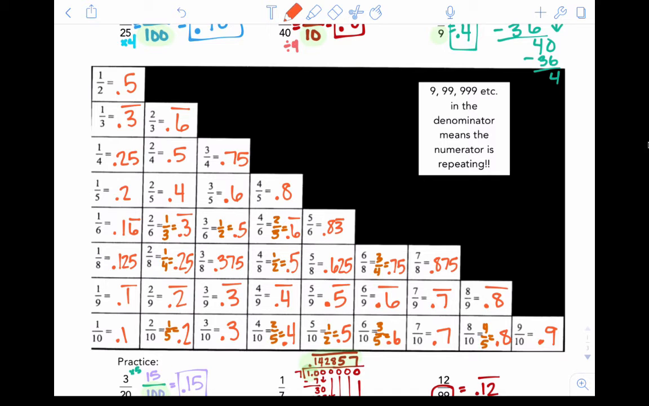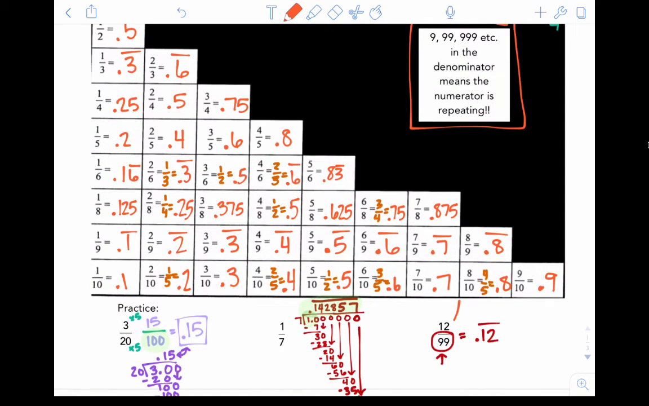Also, I want to point out that this box up here is reminding you that when 999, 9999, etc. is in the denominator, that means the numerator is repeating. So that's like this problem that we did down here, the 12 over 99. There is a 99 in the denominator, which just means that the numerator, the 12, is repeating.